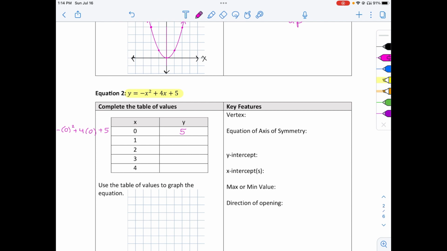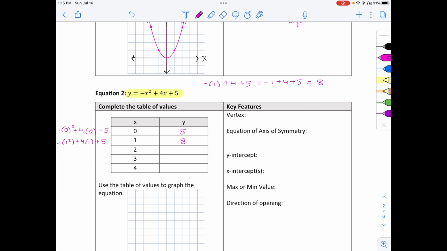The next one I'm going to have is when x is 1, so this would be negative 1 squared plus 4 times 1 plus 5. So 1 squared is 1, times negative 1 is negative 1, plus 4 gives me 3, plus 5 gives me 8. I don't have a ton of room to show you the full work there, but maybe I'll just show it over here and then erase it. So if I were to evaluate that, I would have negative 1 plus 4 plus 5, which is where I got my 8 from.